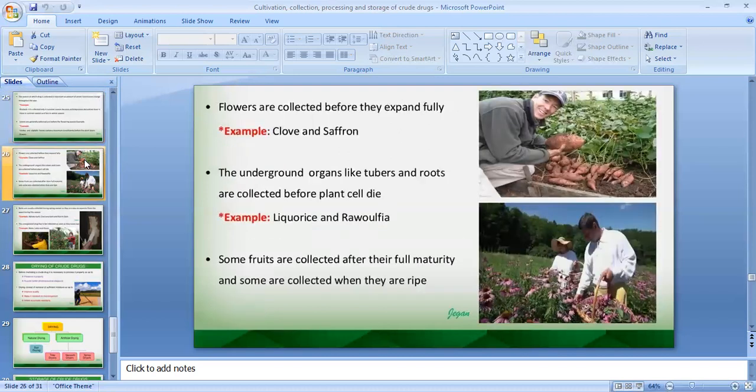The flowers are collected before they expand fully. For example, clove and saffron flowers. Clove and saffron herbs are collected when the flowers are fully grown. Then the underground organs like tubers and roots are collected before the plant cells die. For example, licorice and Rauwolfia.